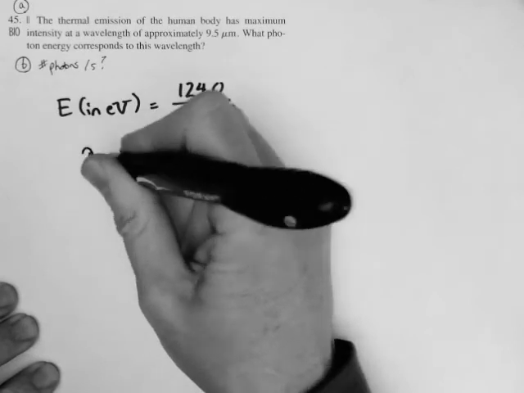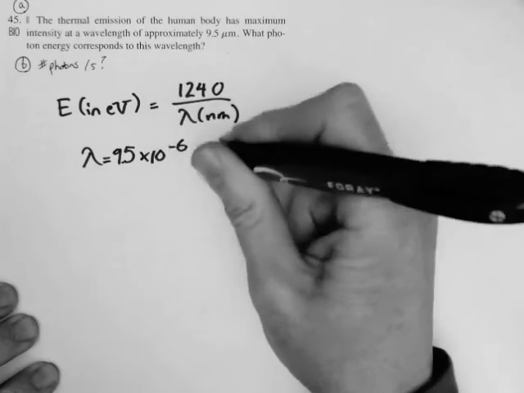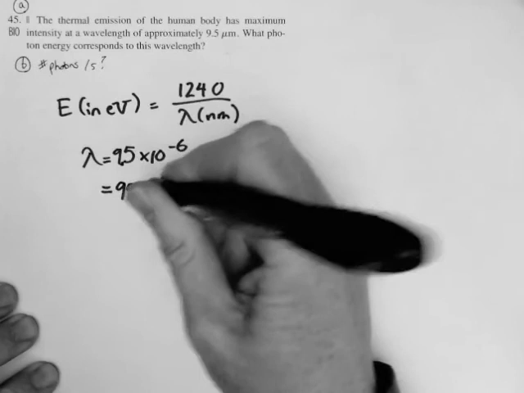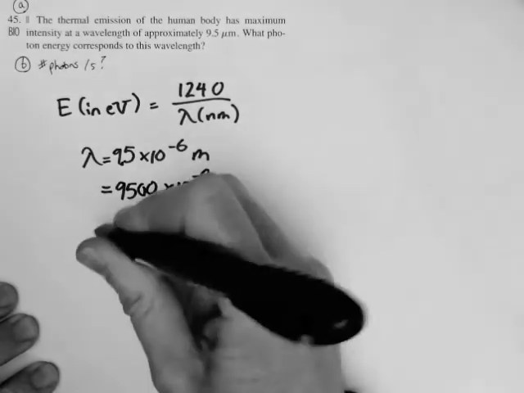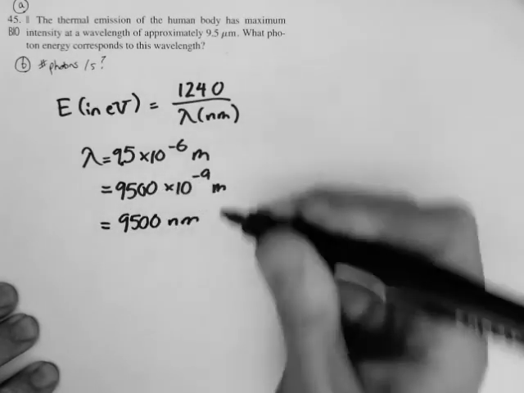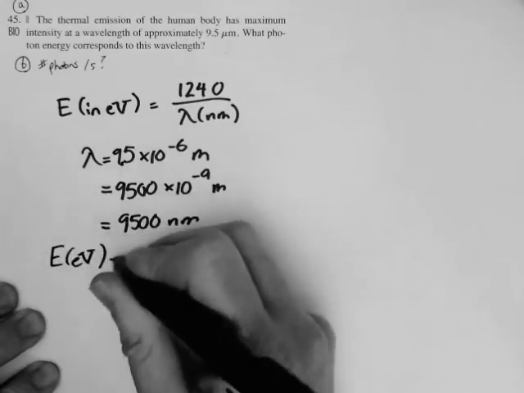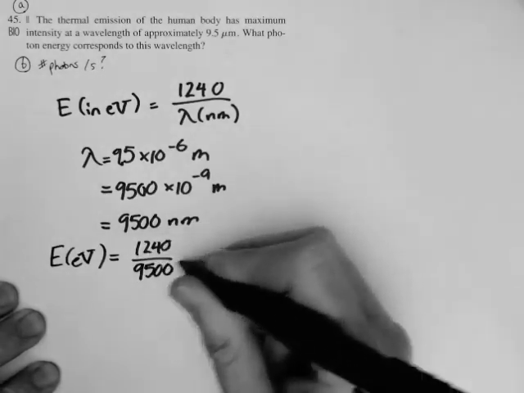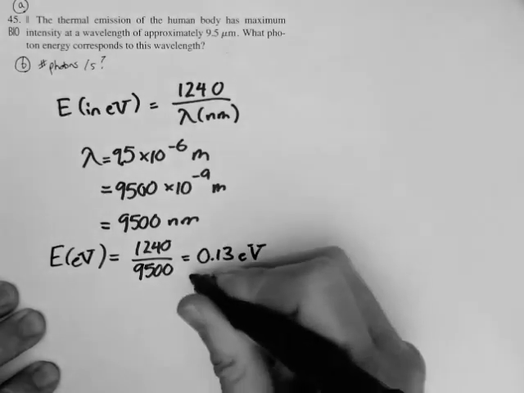We're told that the wavelength is 9.5 times 10 to the minus 6th meters. That would be equal to 9,500 times 10 to the minus 9th meters. And so the wavelength in nanometers is 9,500. Given that, we can calculate the energy of the photons in electron volts. That's just 1240 divided by 9,500, clearly less than 1, as we'd expect it to be, 0.13 electron volts. And that's the answer to part A.